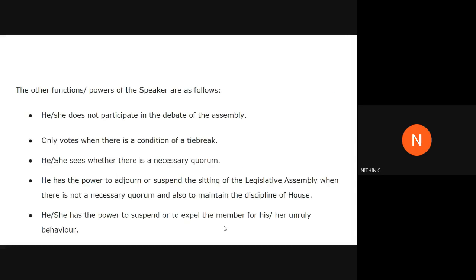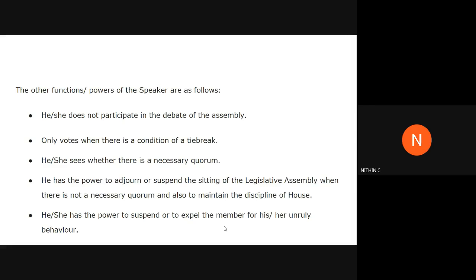And the other functions or powers of speaker are as follows. He or she does not participate in the debate of the assembly. He will not be having any side in the legislative assembly. He will have to maintain a neutral kind of behavior in the legislative assembly. He has to be impartial to both the opposition as well as the ruling party.